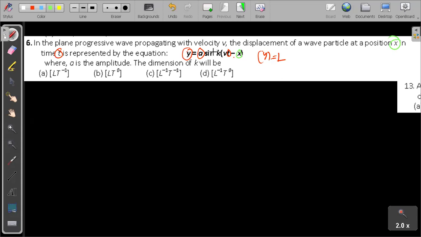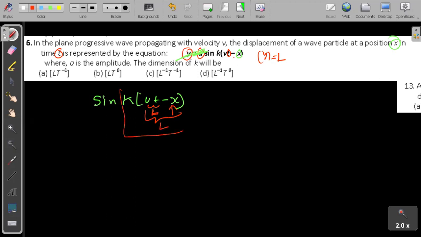You should know one thing. You don't really have to consider any of this. You only need to think about sin k(vt minus x). You don't even have to worry about what v is, velocity and time. Since this one is okay, now the displacement as it is, the position means displacement, so this magnitude will also be L. So you can just take all as L.